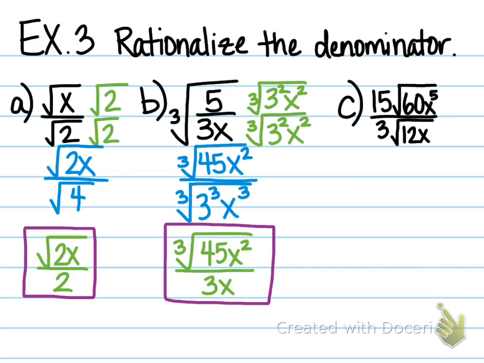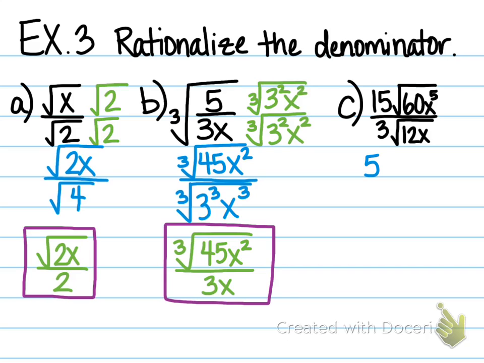Okay, now the last one. I've got 15 times the square root of 60x to the 5th over 3 times the square root of 12x. So before I get carried away to rationalize the denominator and to simplify that radical on the bottom, let's see if we can divide and make it simpler first. So 15 divided by 3 is 5, so that reduces.